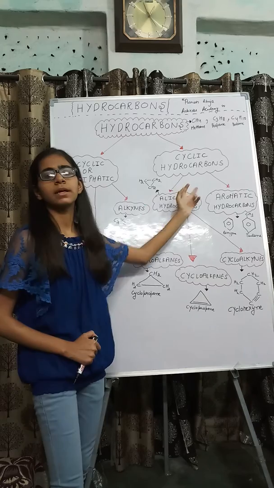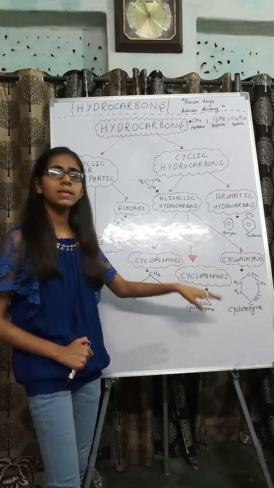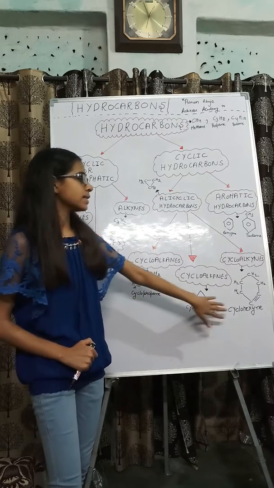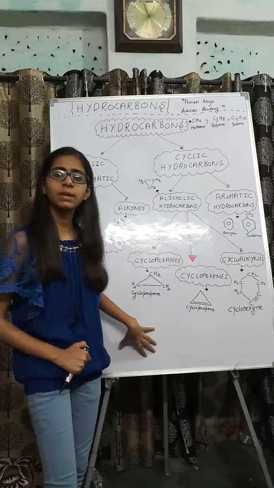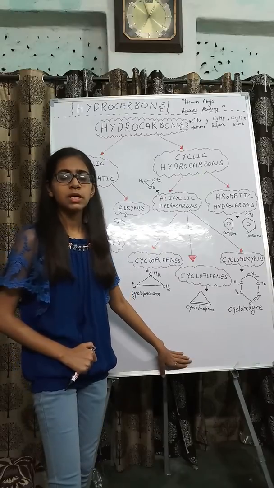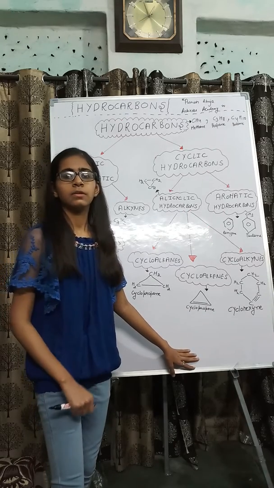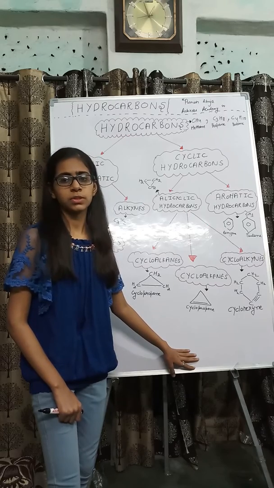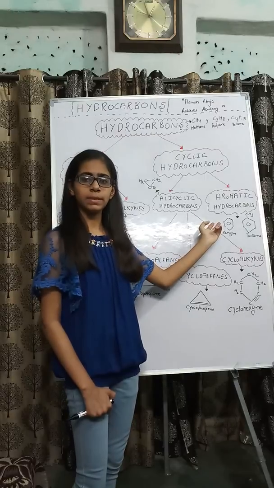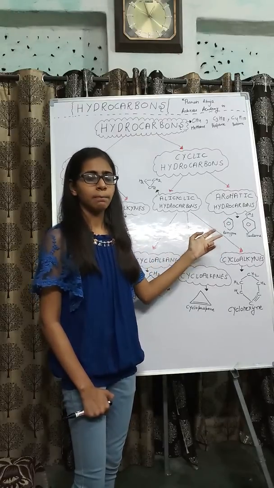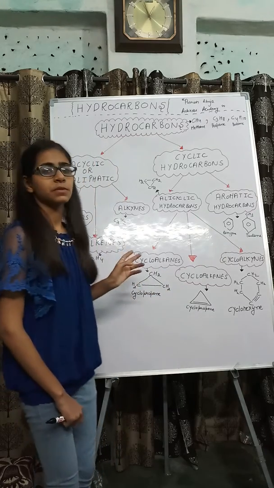Whereas cyclic hydrocarbons are divided into two parts: alicyclic and aromatic. Alicyclic are divided into three parts: cycloalkanes, cycloalkenes and cycloalkynes. Cycloalkanes are those which contain a single bond in a closed chain of carbon atoms. Cycloalkenes are those which contain a double bond in a closed chain of carbon atoms, while cycloalkynes are those which contain a triple bond in a closed chain of carbon atoms. And the next type of cyclic hydrocarbon is aromatic hydrocarbons, which contain a benzene ring in a closed chain of carbon atoms. So these were some main types of hydrocarbons.